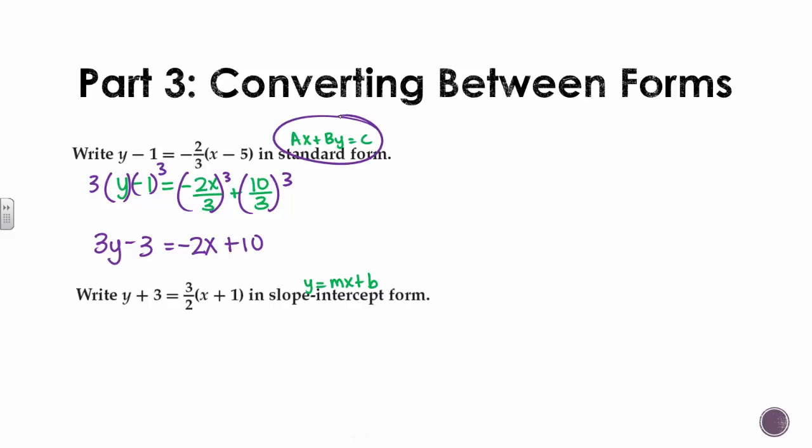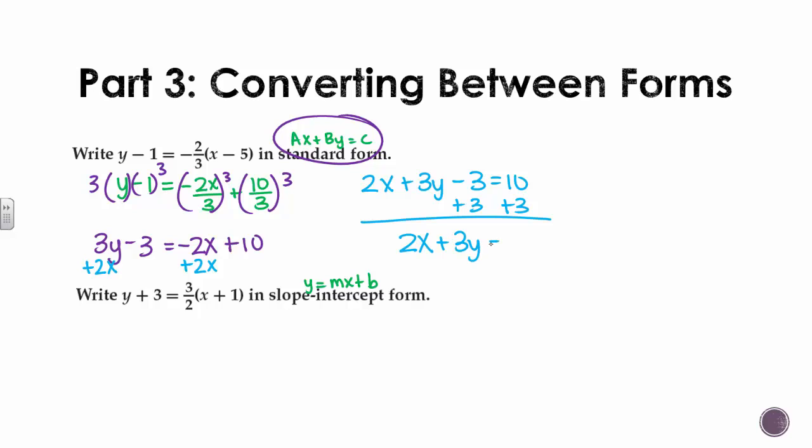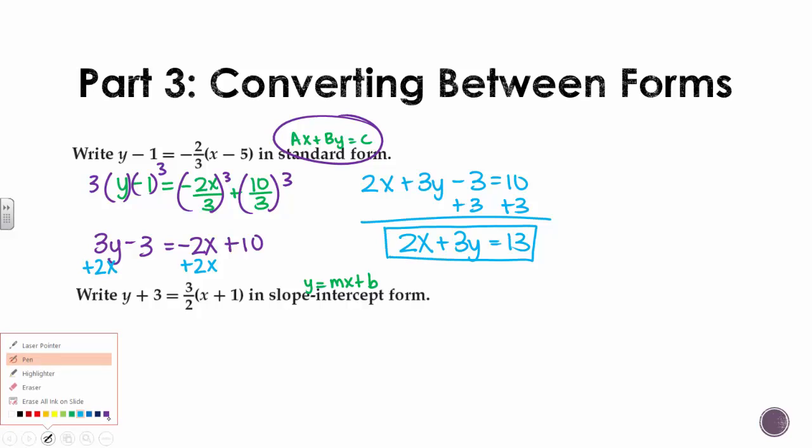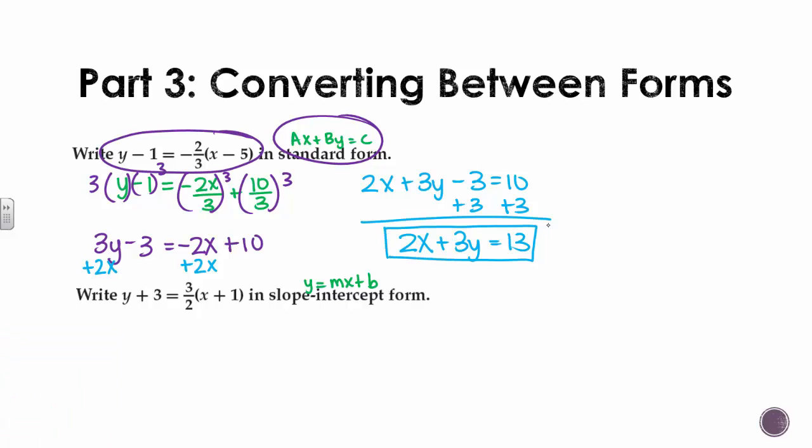We're almost in this form, but I need to get x and y on the same side and all my numbers on the other side. So what I'm going to do is add 2x to both sides. So that gives me 2x plus 3y minus 3 equals 10. And now this number's got to move over. So we get 2x plus 3y equals 13. Now keep in mind, if I was to type both of these equations into Desmos, this one here and this one here, they would be exactly the same line, but they're just written in different forms.